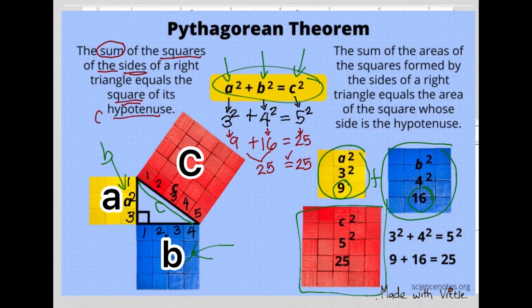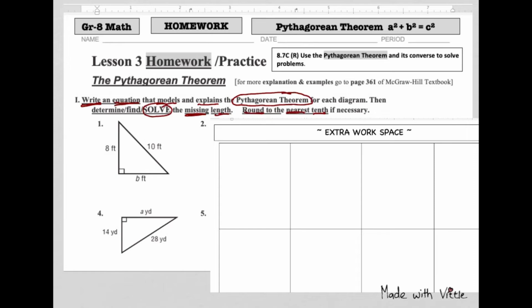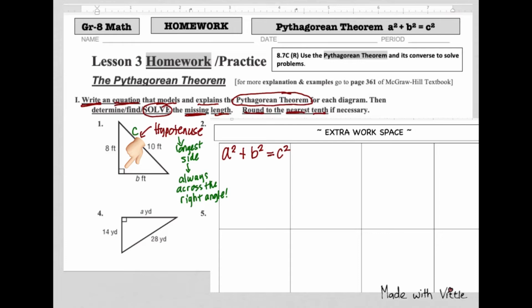Now let's go back to your homework. Read the direction. It says, write an equation that models and explains the Pythagorean theorem for each diagram. Then, find or solve the missing length. Round to the nearest tenth if necessary. First, write down the formula. Label the parts of the triangle. The longest side is always across the right angle. That's the C, the hypotenuse.